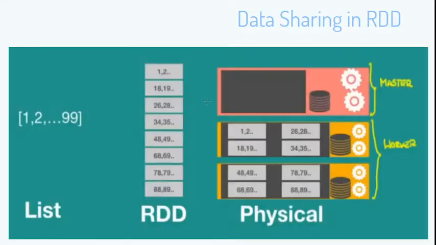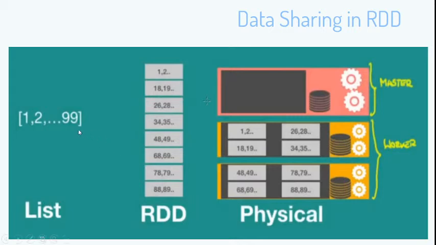But in Apache Spark, for example, here you can see the data sharing in RDD. I am taking one master and one worker. On the right side you have three pictures. One is the master. In the master we have a data processing step and data storage, memory. Memory is now blank. In the workers, same thing: data processing steps, memory, and some local memory. So physically we have a master and workers.